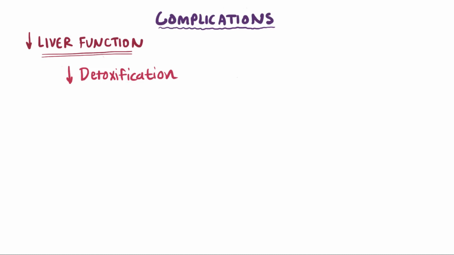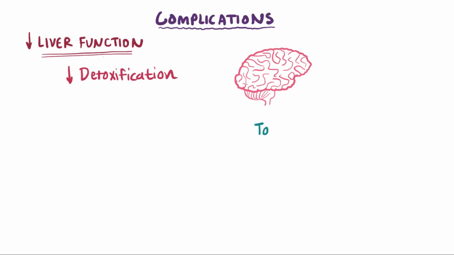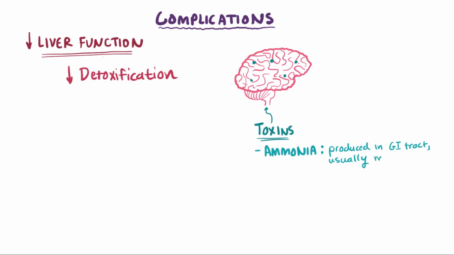When the liver isn't detoxifying the blood, these toxins can get into the brain and start causing mental deficits, a condition known as hepatic encephalopathy. Although there are several neurotoxins that are thought to contribute to the development of these mental changes, the best understood factor is ammonia in the blood, which is produced mainly in the gastrointestinal tract. Usually the liver plays a huge role in removing ammonia and stopping it from going into the systemic circulation.